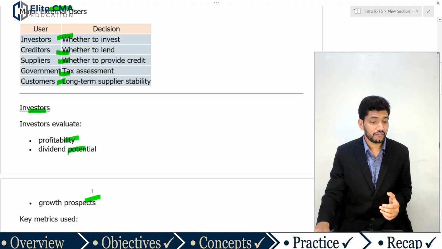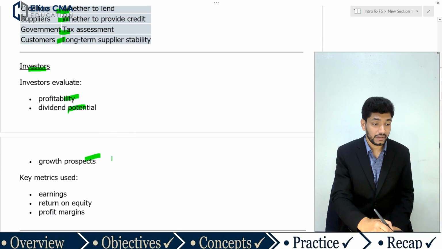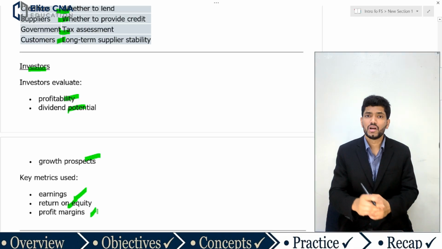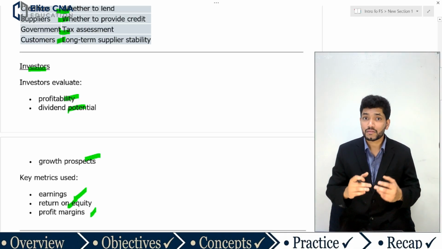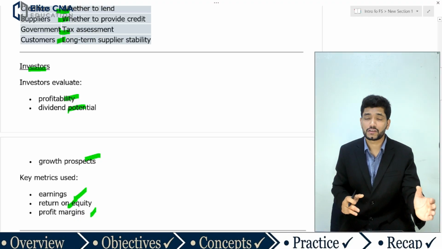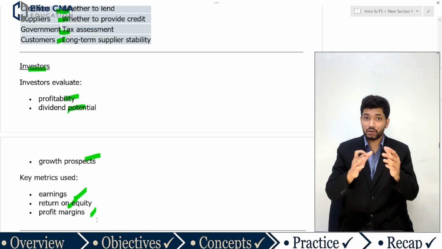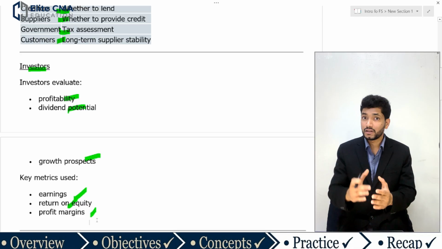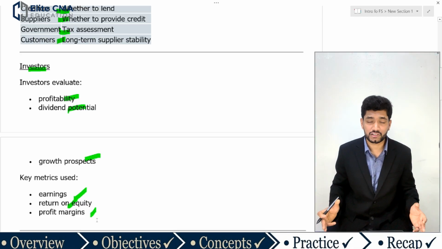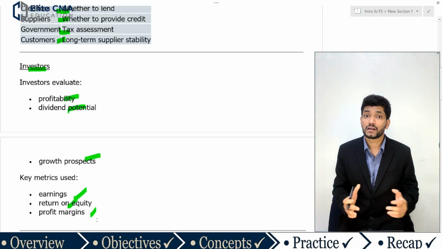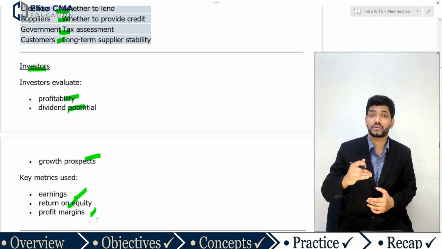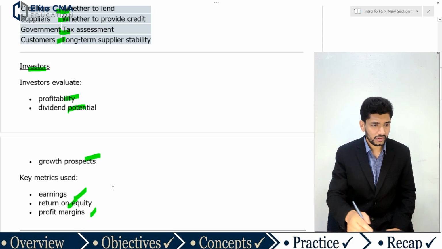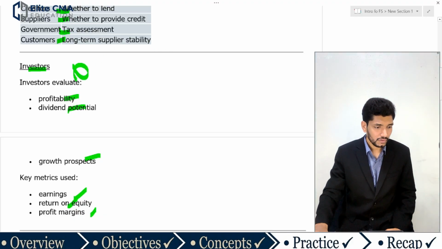The key things they are going to measure are, first, earnings, how much the company earns, and then return on equity and profit margin. These are some key metrics that investors are very interested in evaluating. It is mainly related to profitability and overall company stability, to see how much profit they can expect in the future, and how much overall return they can expect from the investment made. So this is about the investors. Then the creditors.